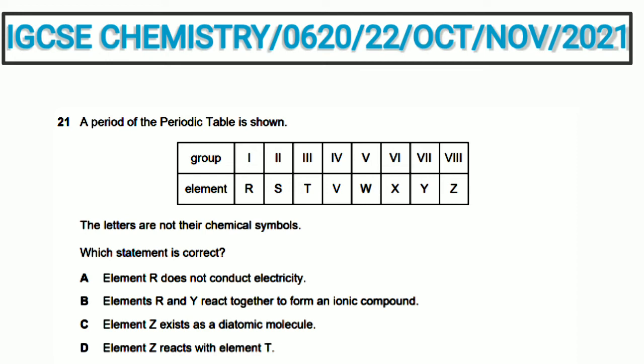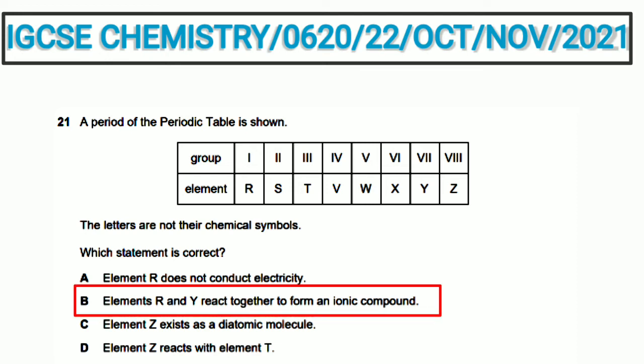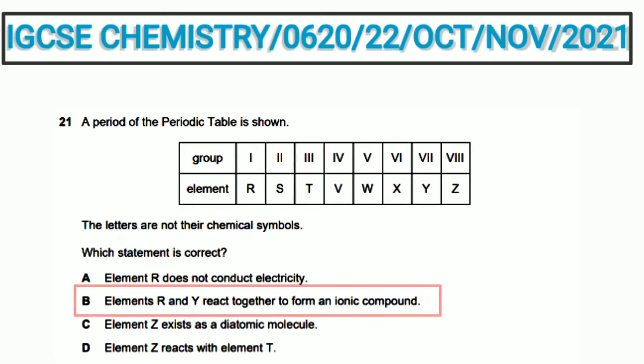they are monoatomic. Statement D. Element Z reacts with element T. They do not react, they are inert gas elements. So statement D is also incorrect. Correct statement here is B, elements R and Y react to form an ionic compound.